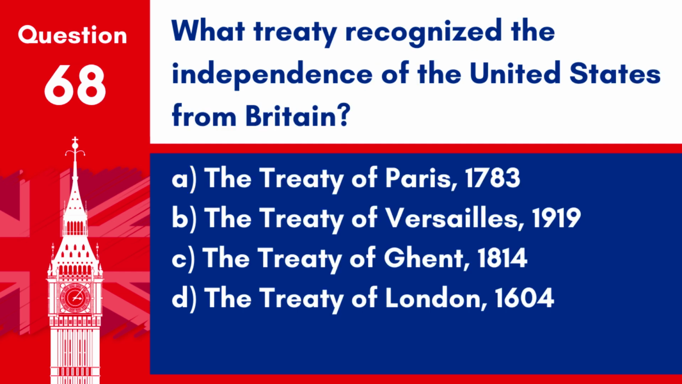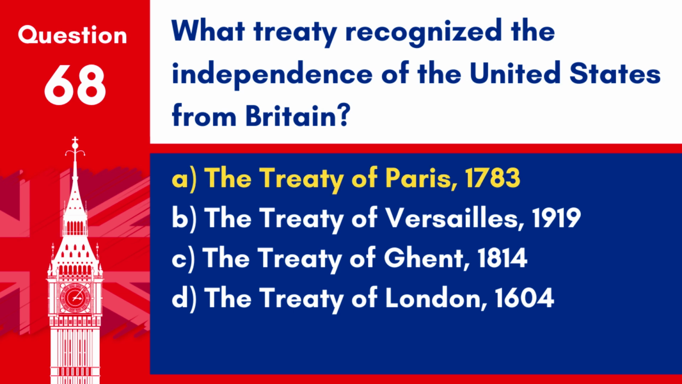What treaty recognized the independence of the United States from Britain? A. The Treaty of Paris, 1783. B. The Treaty of Versailles, 1919. C. The Treaty of Ghent, 1814. D. The Treaty of London, 1604.